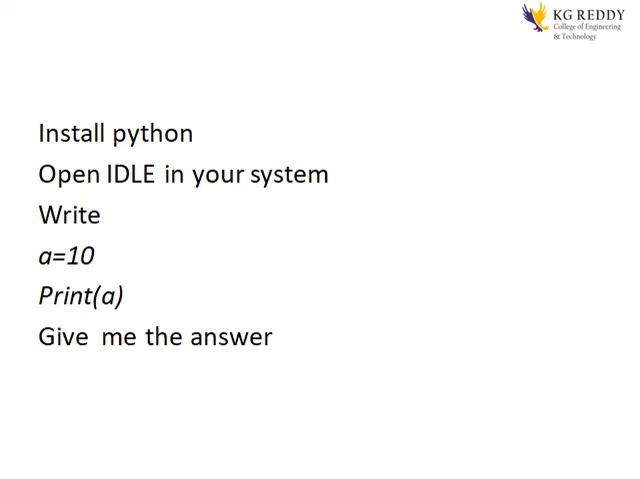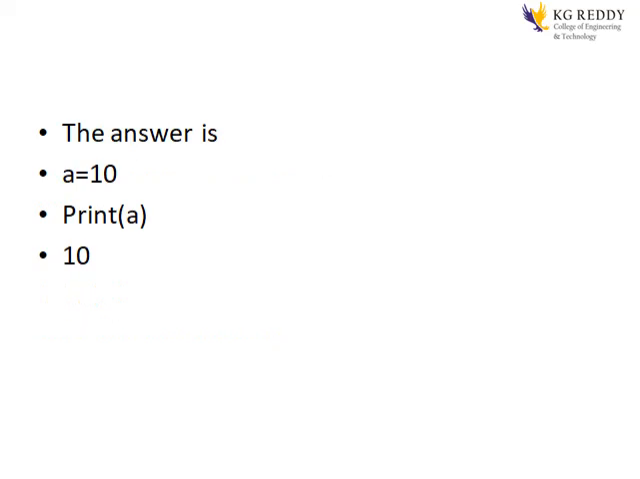So what is the answer for a is equals to 10, print a? A is equals to 10 is simply an assignment operation, where I am assigning the value 10 to a. And print is a method used to print output onto the screen. So obviously what would be the answer? The answer is 10. Why? Because the value of a is 10, right?